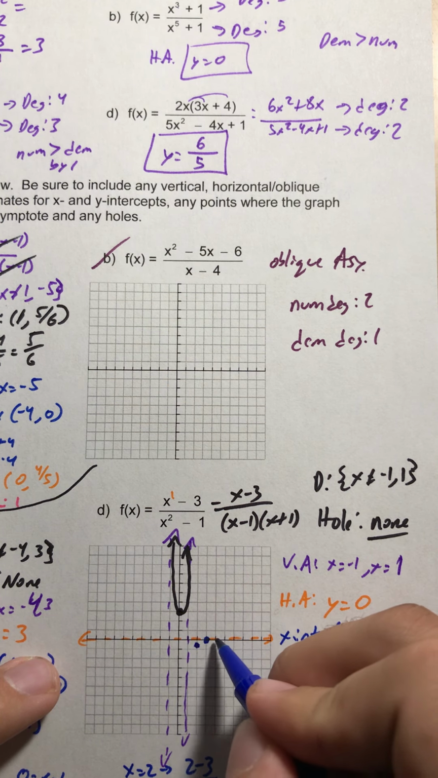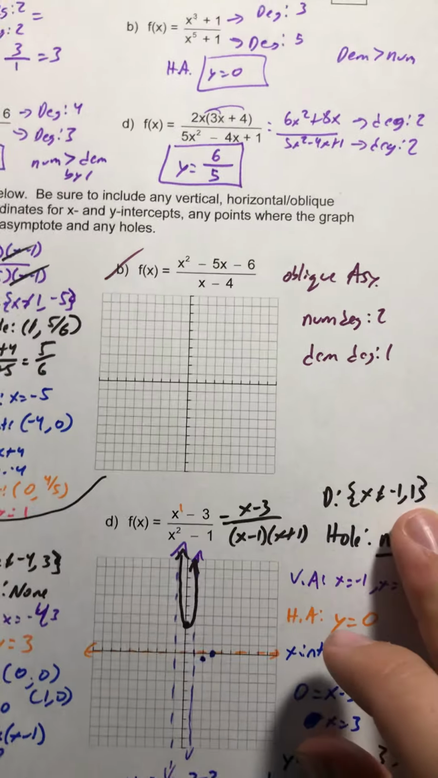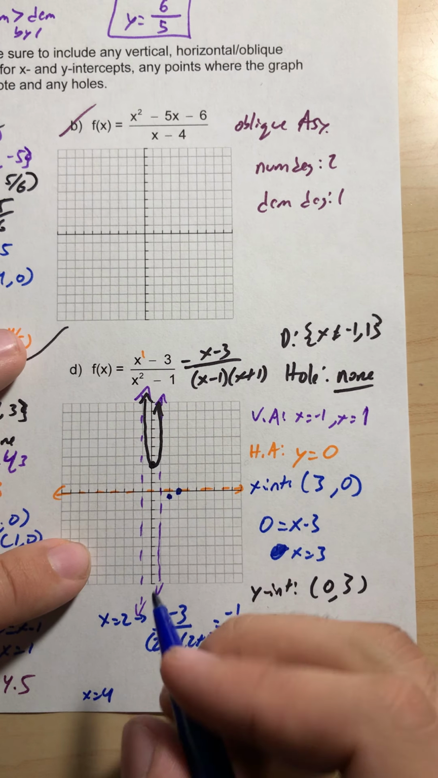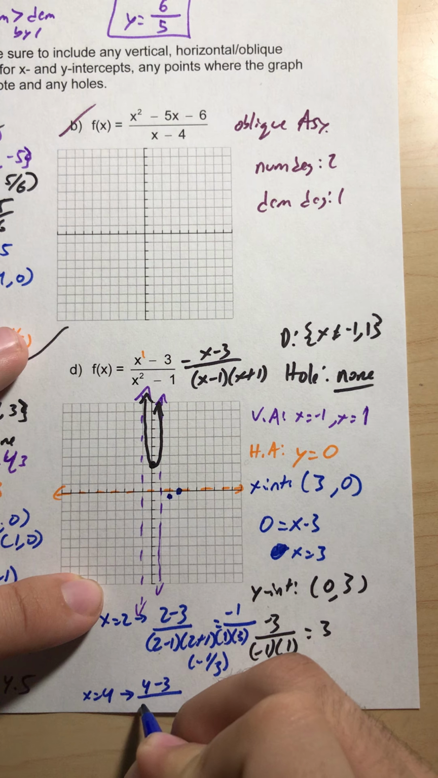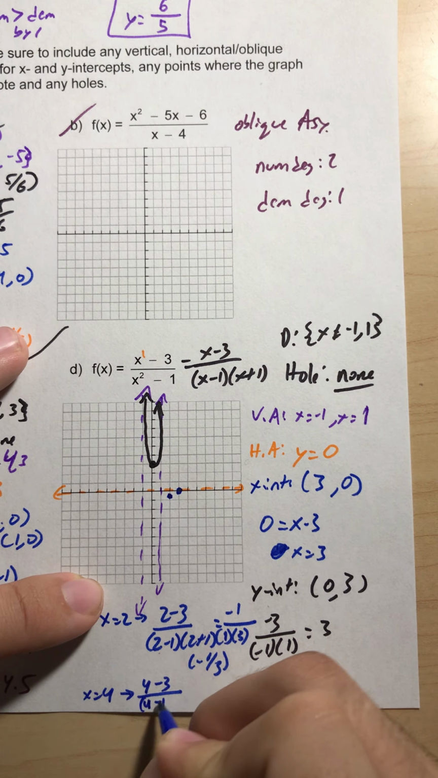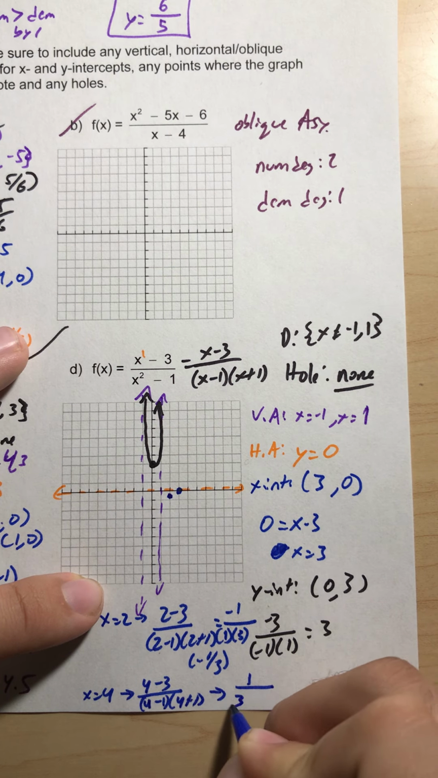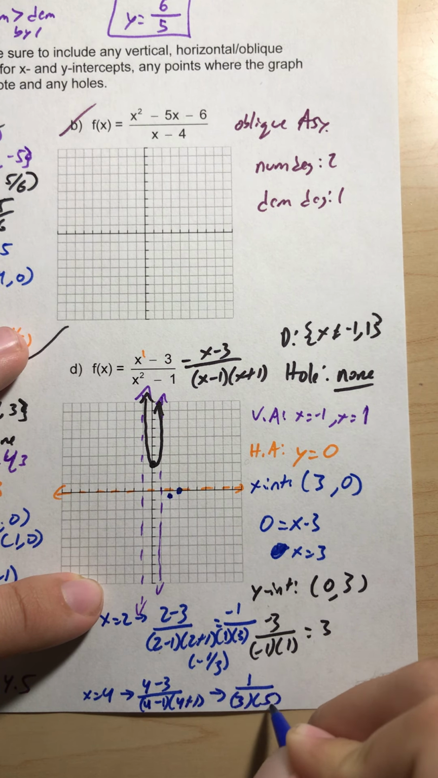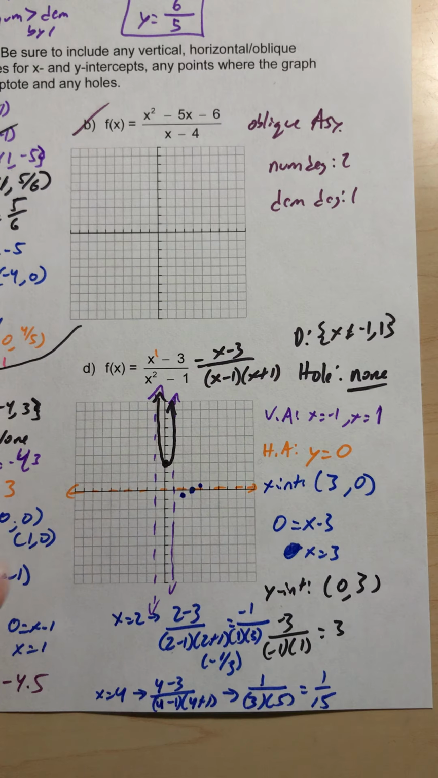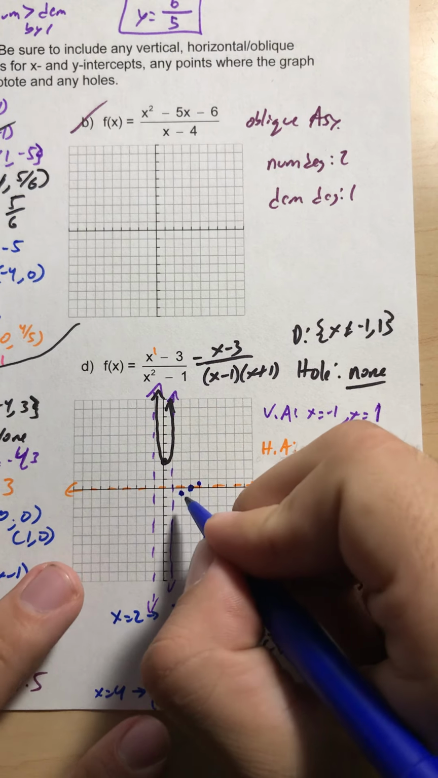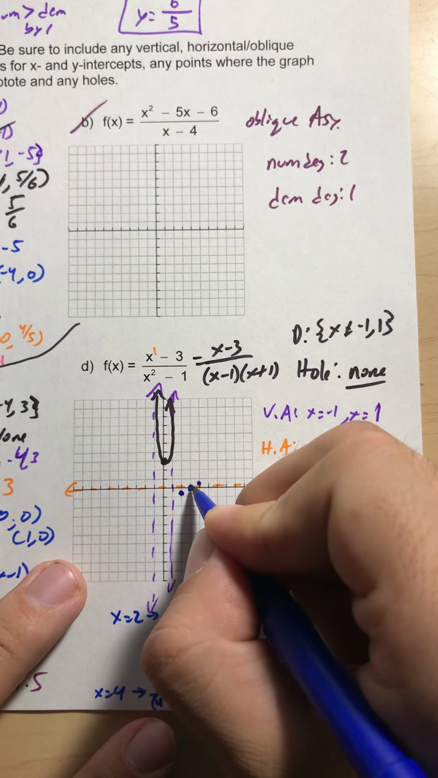I'll pick x equals 4. So this is 4 minus 3 over 4 minus 1 times 4 plus 1. That's positive 1 over 3 times 5, so 1/15. I'm down here, but I do cross. So I know I am going to go through these points. I can't cross over the horizontal again. It's the only spot I can cross.